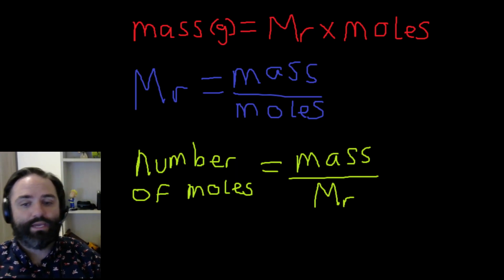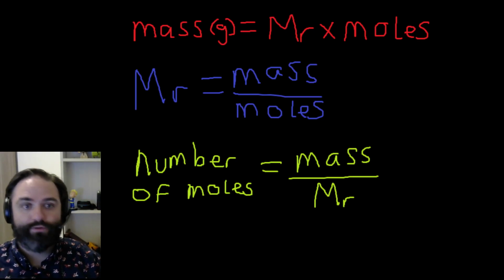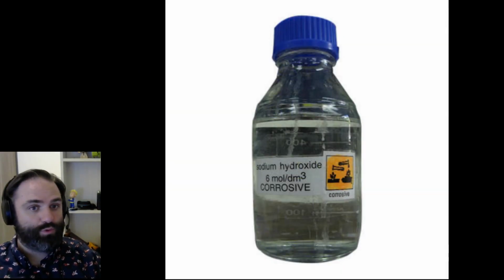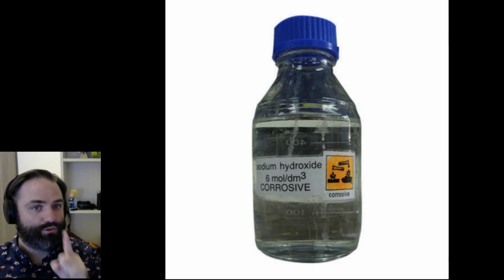The second thing that you need to be able to do is you need to be able to work out concentration from number of moles. Now for this one, you don't need the molar mass. So there's often questions where you have to use 2 steps.